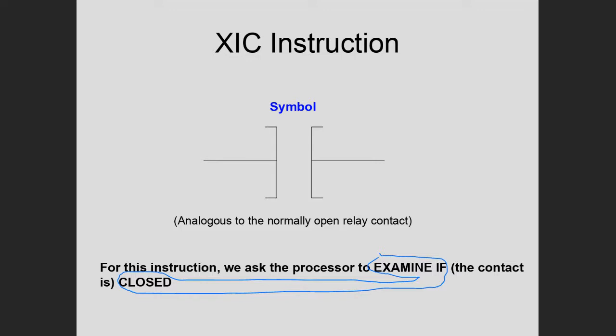So this command, this examine if closed, what are we examining? We're examining cells in the input image table to see if the switch is closed, but really we're examining a particular cell in the input image table to see if there's a 1 there. If there's a 1 there, then this command is going to be true. So the examine if closed instruction is looking for a closed switch, or really is looking for a 1 in the bit position of the input image table that this is mapped to. So this command is looking for a 1.